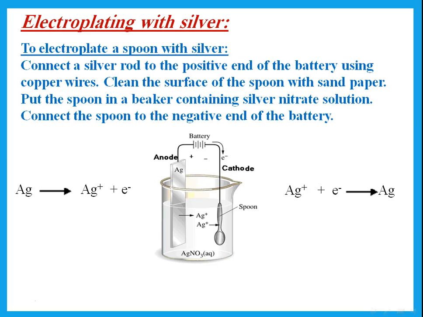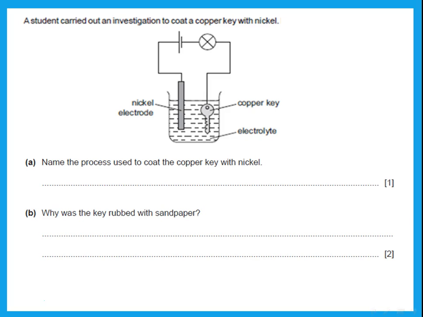The spoon is connected to the negative, so the silver ion deposits on it to form a layer of silver on the spoon. Now, while we're doing electroplating, we need to have two precautions. The first one would be the one that we said, clean the surface of the spoon to allow the silver to stick. But I also need to rotate the spoon during the electroplating. Why do you think we should rotate the spoon during electroplating? We say to cover it evenly, or to have an even coat of silver on it.